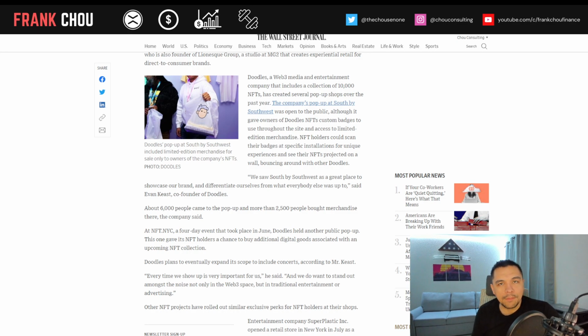Doodles, a Web3 media and entertainment company that includes a collection of 10,000 NFTs, has created several pop-up shops over the past year. The company's pop-up at South by Southwest was open to the public, although it gave owners of Doodles NFTs custom badges to use throughout the site and access to limited edition merchandise. NFT holders could scan their badges at specific installations for unique experiences and see their NFTs projected on a wall bouncing around with other Doodles.